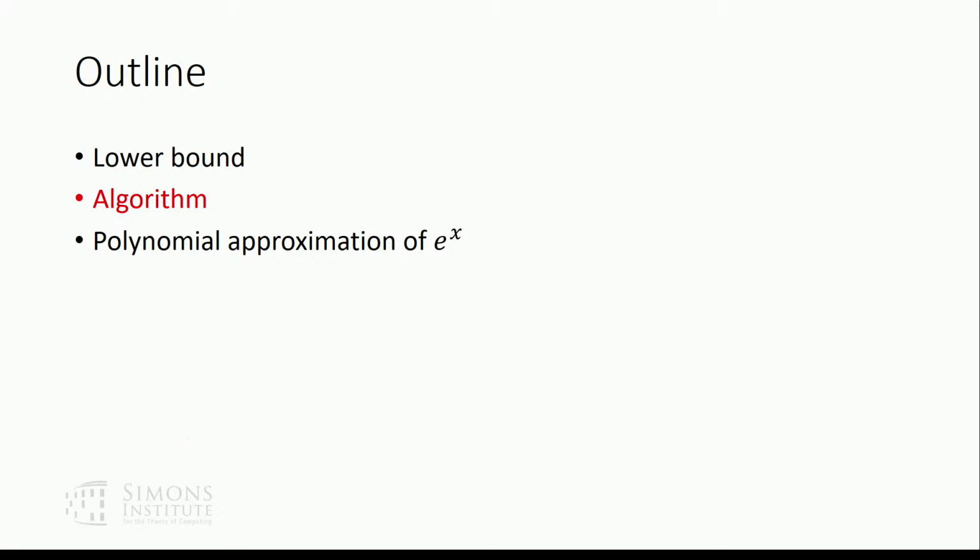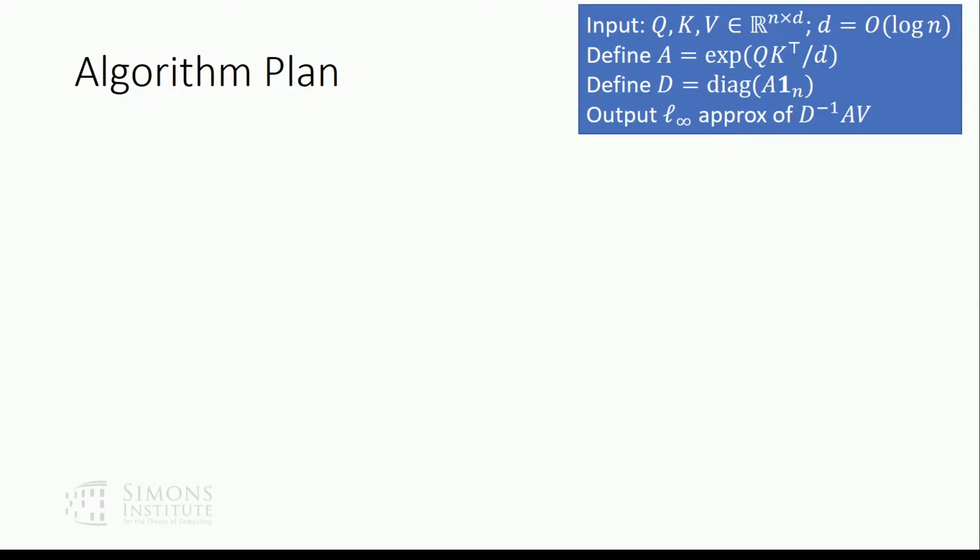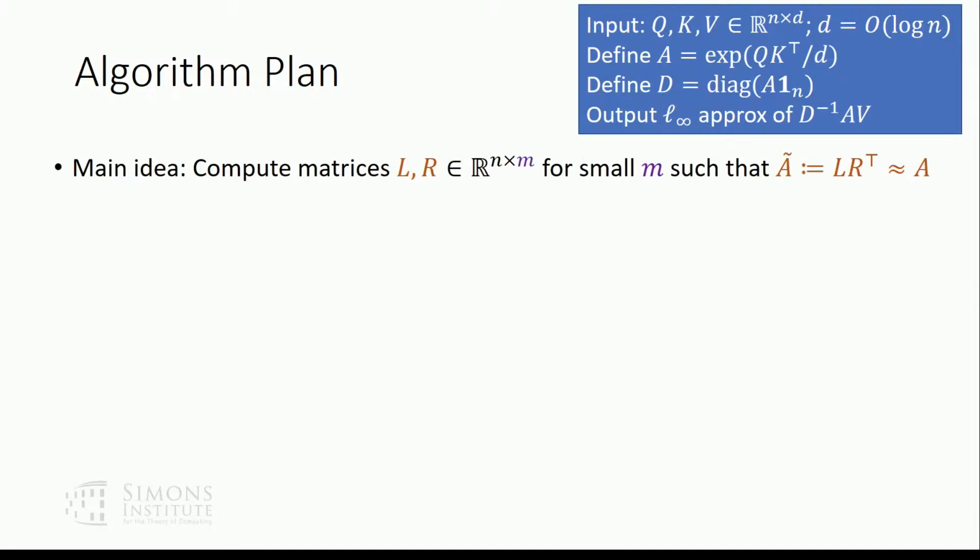Let me tell you about the algorithm now. In the algorithm, we want to solve this problem in nearly linear time, and here's our plan. We want to implicitly make use of this attention matrix A without explicitly computing all its entries. So our goal is to compute a low rank approximation of A. We're going to try to compute matrices L and R that are n by m for some m that's way smaller than n, such that L times R transpose is approximately equal to A. I'll call L times R transpose A tilde.